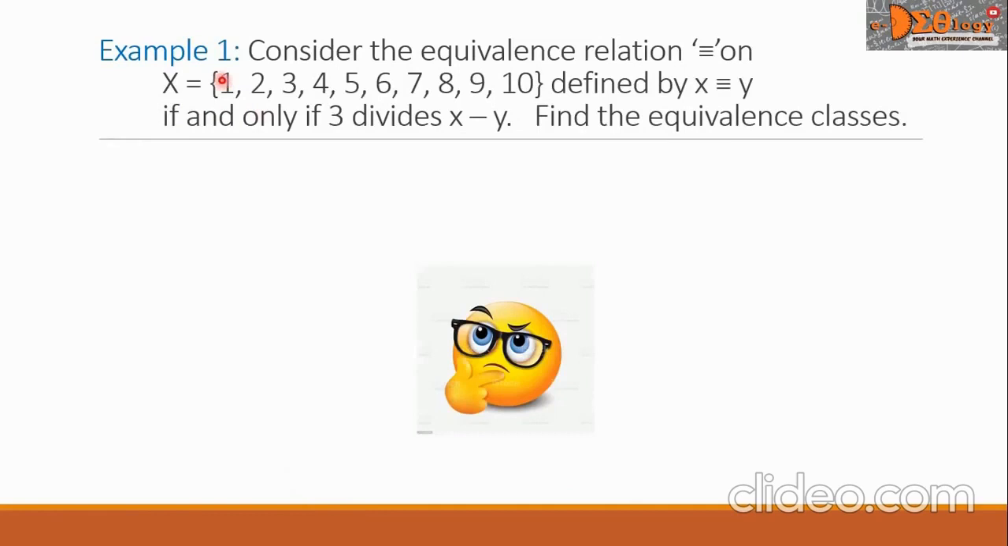Example 1. Consider the equivalence relation on the set X with elements from 1 up to 10, defined by X is equivalent to Y if and only if 3 divides X minus Y. Find the equivalence classes.